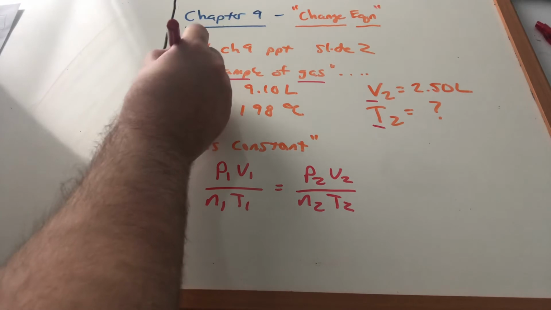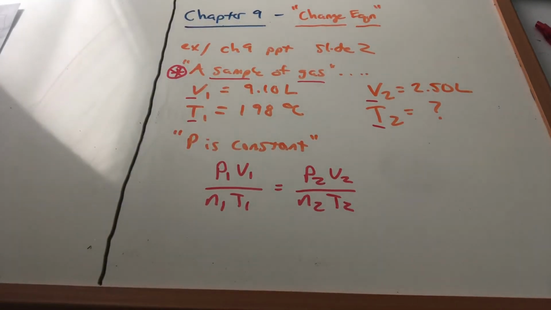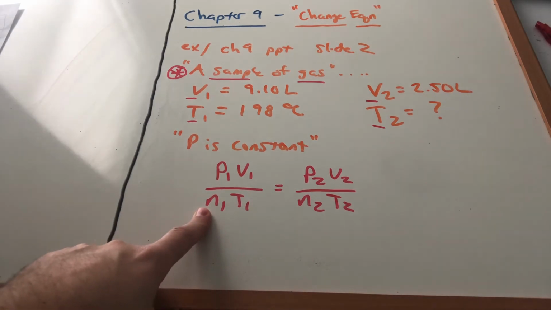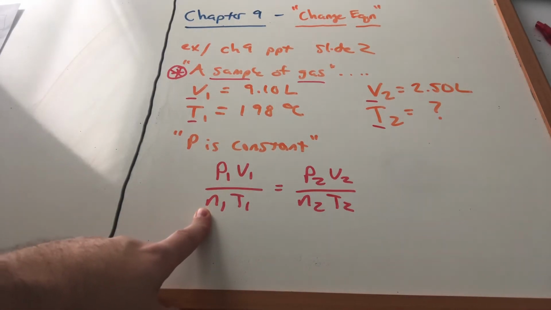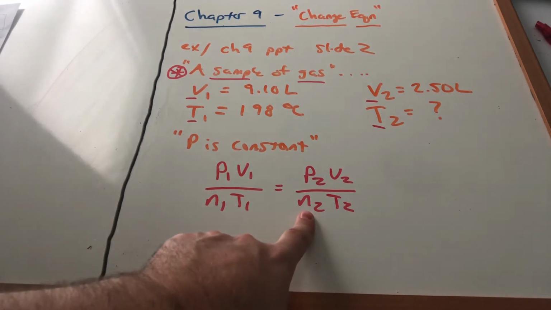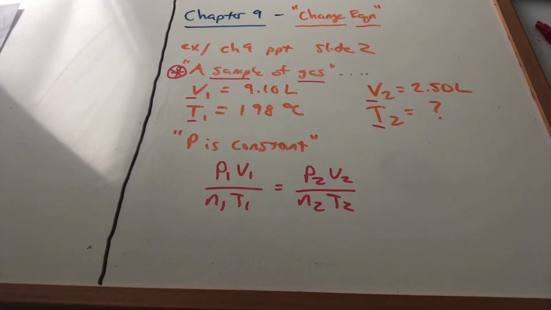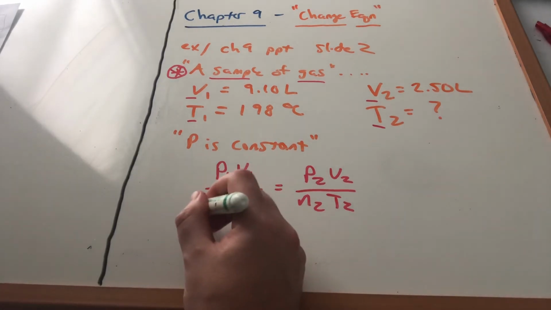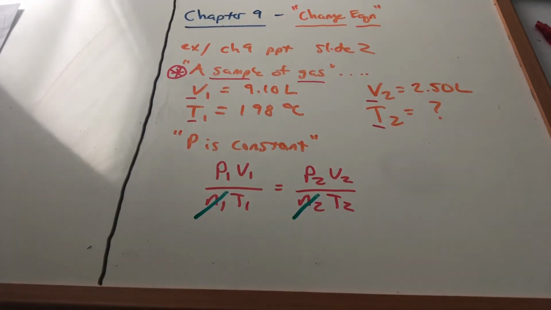A sample of gas. This actually tells us something. There's no wording in the problem associated with adding moles of gas or subtracting moles of gas. We have one sample of gas, and pretend it's in a balloon or some other sealed container. We have a fixed number of moles. So that one sample of gas has a certain number of moles. And if you don't see anything about putting moles in or taking moles out, then this N2 is the same as N1. So if those are equal to each other, they're on opposite sides of the equation in the same spot, they cancel out.